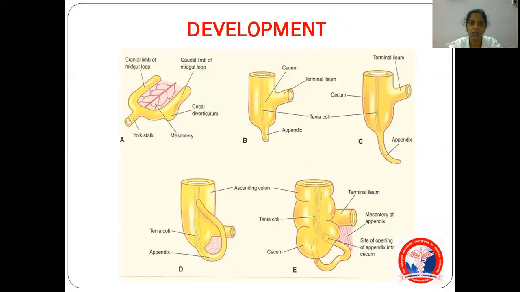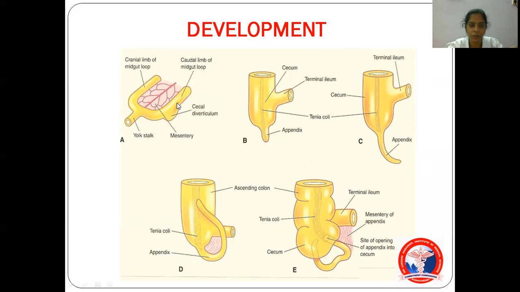Now coming to the development of the appendix. Where does it develop? We already discussed the midgut embryology. It's over, but we'll just refresh where it develops. When you see, this is the midgut. We can see this is the cranial part of the midgut and this is the caudal part of the midgut. From here you can see the attachment of the yolk sac.